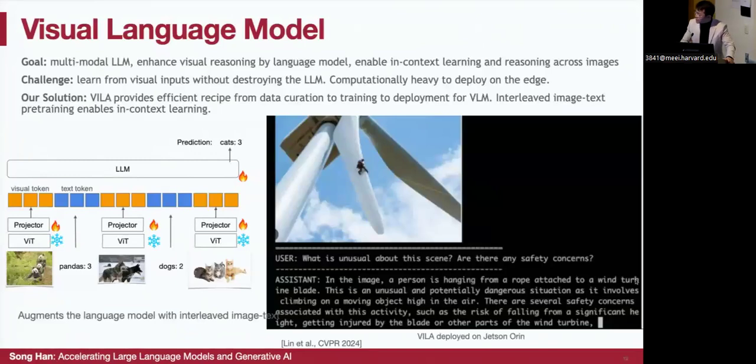Given this image, we can ask, what is unusual about this scene? Are there any safety concerns? And the assistant can tell you that in the image, a person is hanging from a rope attached to the wind turbine blade. This is an unusual and potentially dangerous situation as it involves climbing a moving object high in the air. There are several safety concerns associated with this activity, such as the risk of falling from a significant height, getting injured by the blade or other parts of the wind turbine, right? So it can give a very detailed explanation about what's happening in the image.